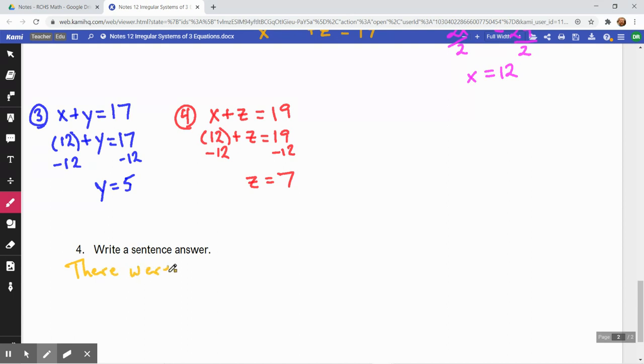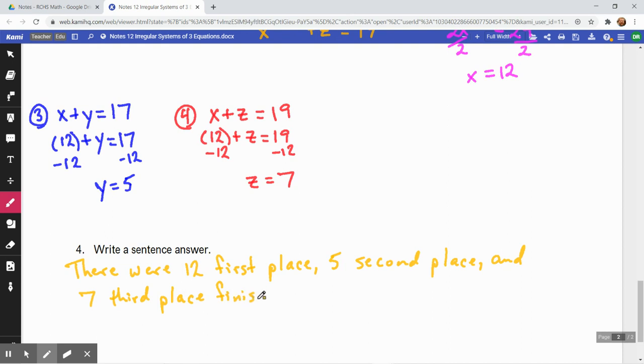There were 12 first place, 5 second place, and 7 third place finishers. Okay, and that sums up exactly what's going on in this scenario.